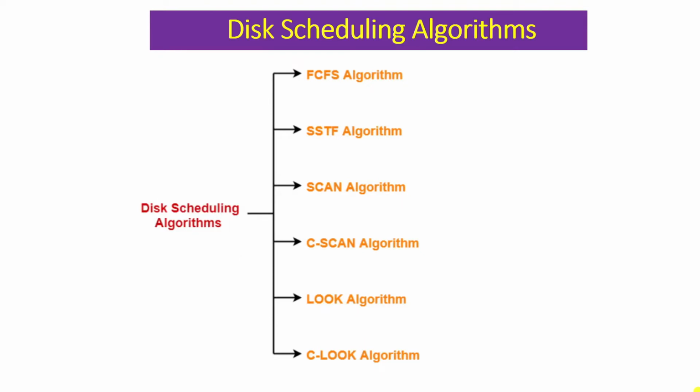So in the last video, we already discussed the various disk scheduling algorithms, that is FCFS, SSTF, SCAN, CSCAN, and the LOOK algorithm. If you have not watched the videos of these algorithms, you can find the links in the operating system playlist in the video description below. And in this video, we are going to understand the CLOOK disk scheduling algorithm.